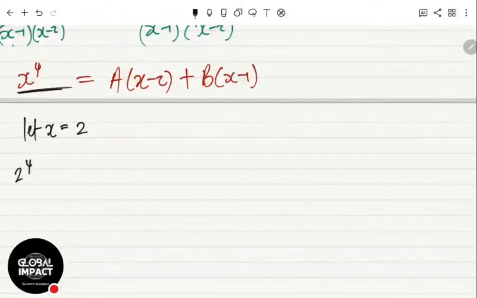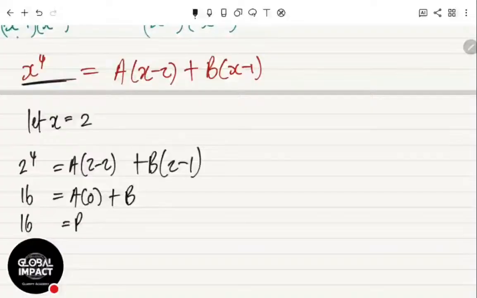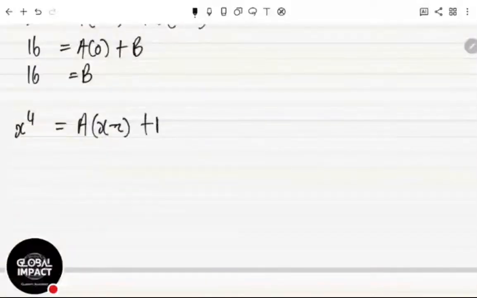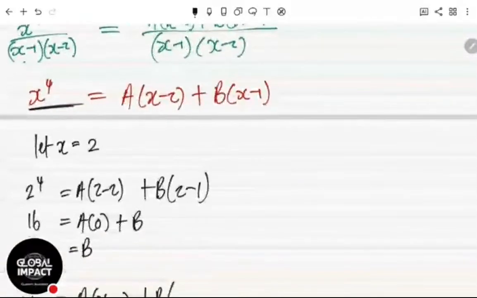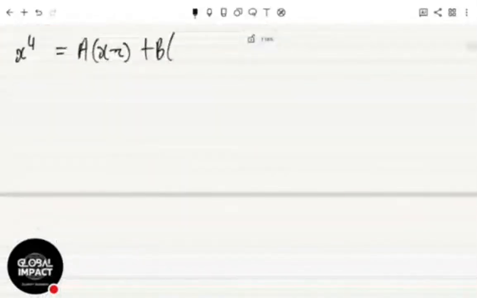So I'll have 2 to the power 4 is equal to a multiplying 2 minus 2 plus b multiplying 2 minus 1. I will now have 2 to the power of 4 is 16. This is equal to a times 0, which is 0, plus b times 2 minus 1, which is 1 times b, is just b. So I can say 16 is equal to b. And we say x to the 4 is equal to a multiplying x minus 2 plus b multiplying x minus 1.